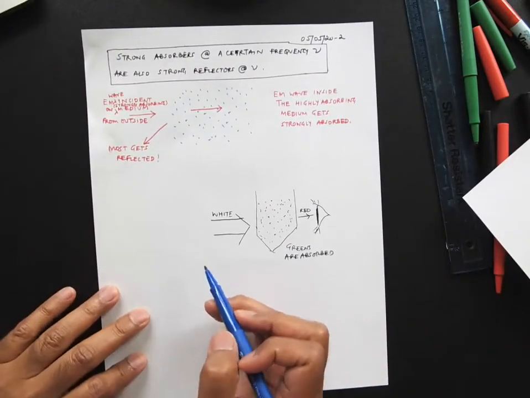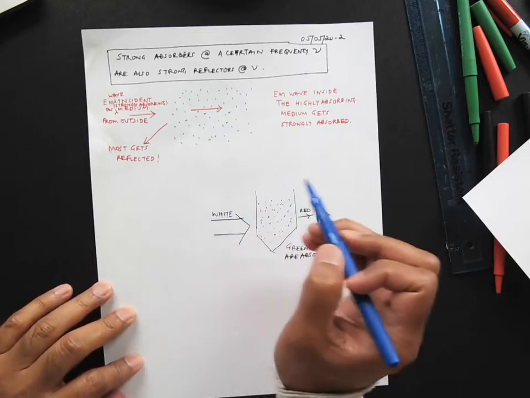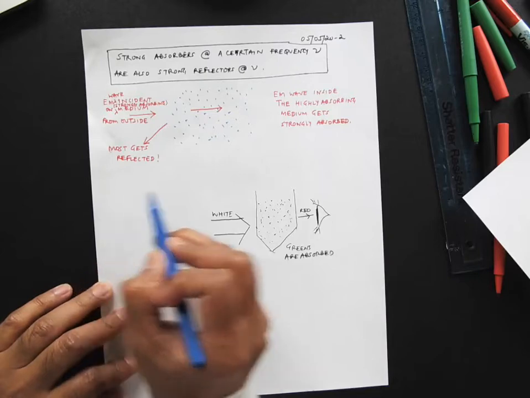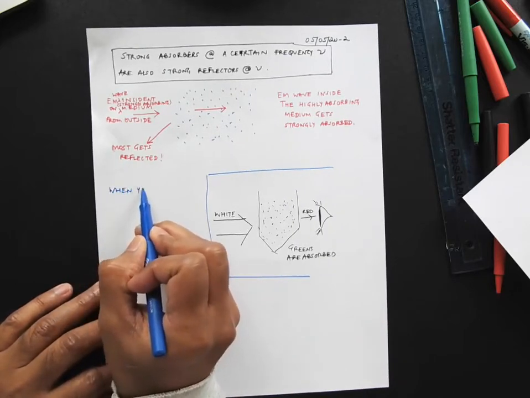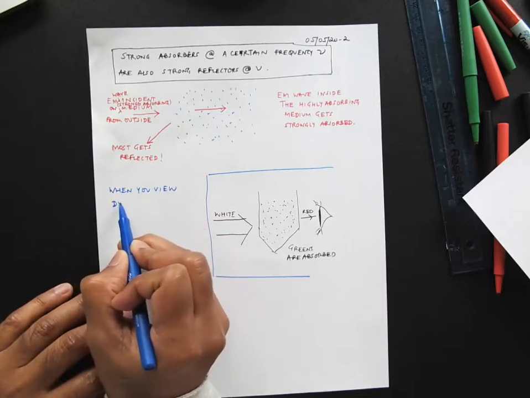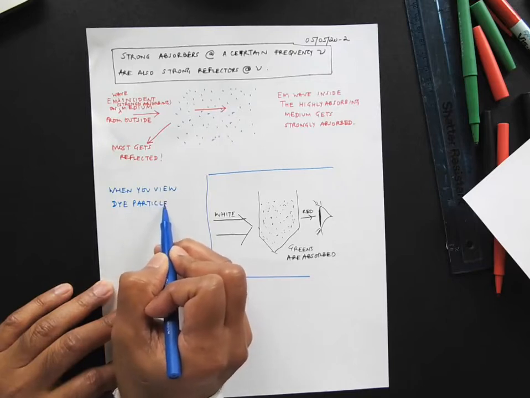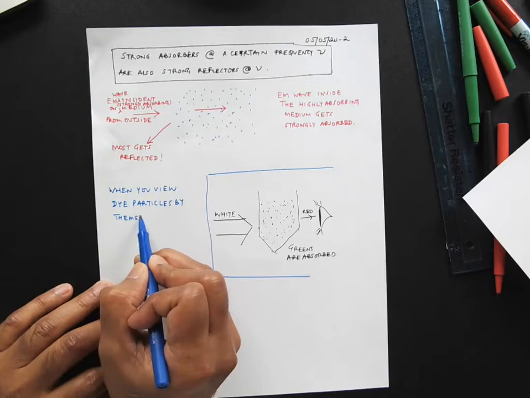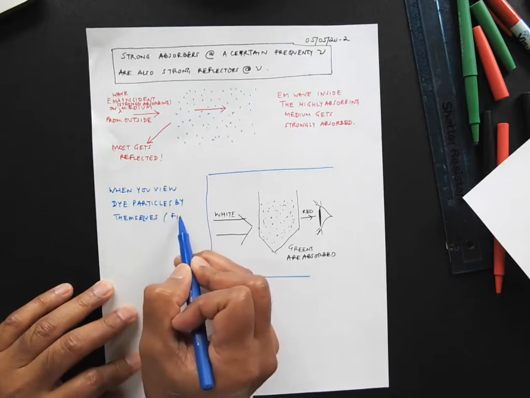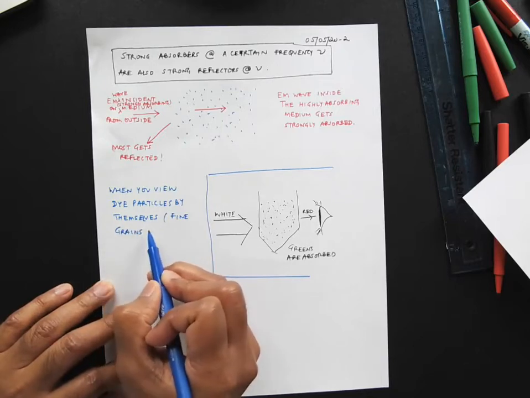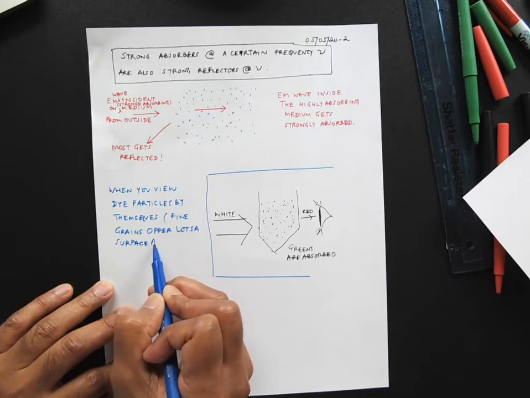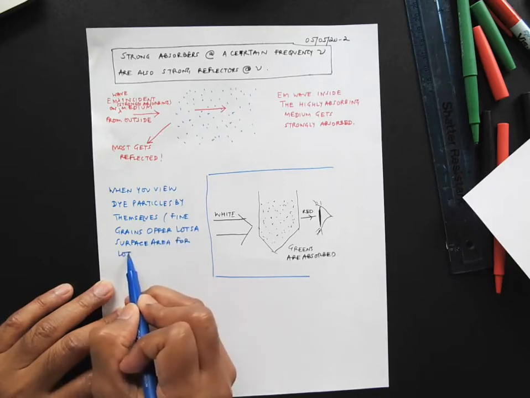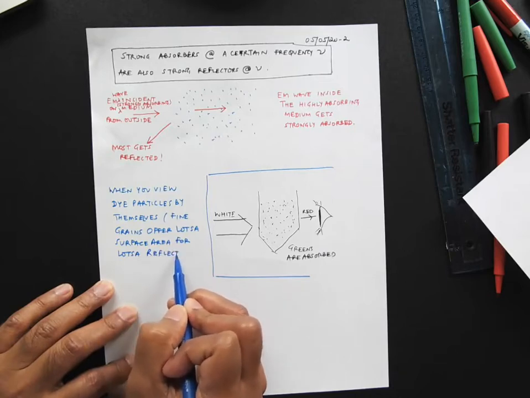So we're learning some nice things. Actually, let me just write in here that there's this, but then when you view dye particles by themselves, fine grain particles offer lots of surface area for lots of reflection. Sorry for all the folksiness here. Lots of reflection.